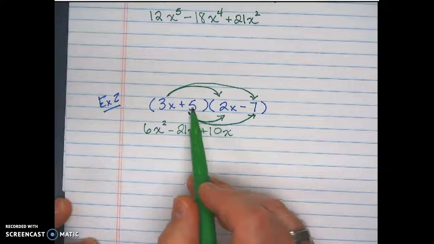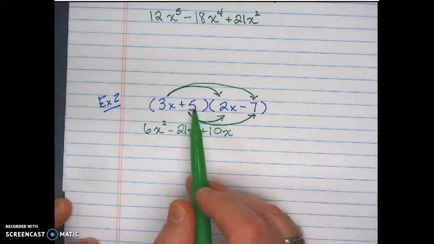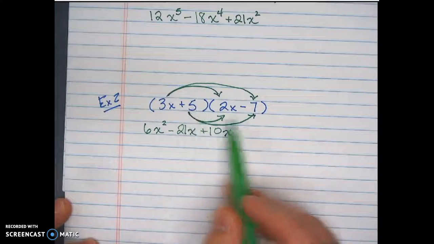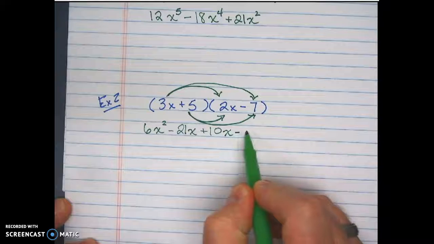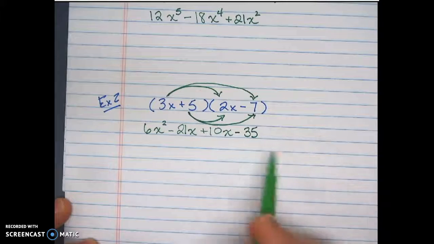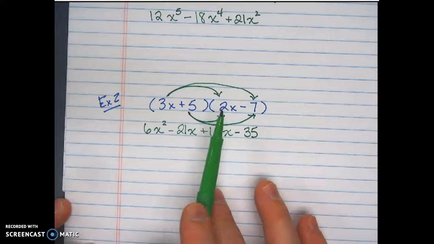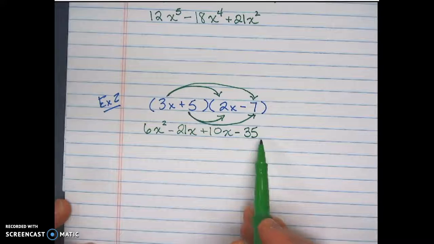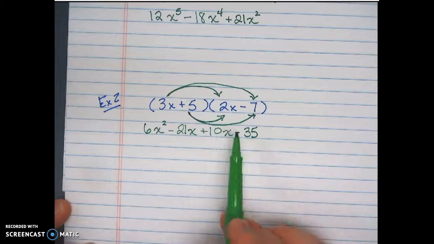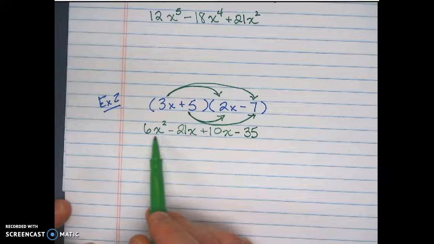Now we're going to look at our fourth and final distribution or multiplication here. It's 5 times a negative 7. It's going to be a negative 35. So now we've distributed and done our multiplication here. Now we've got to go back and see if we have any like terms in our new expression here. I look through, I don't have any other x squareds, so that x squared is going to be left alone.